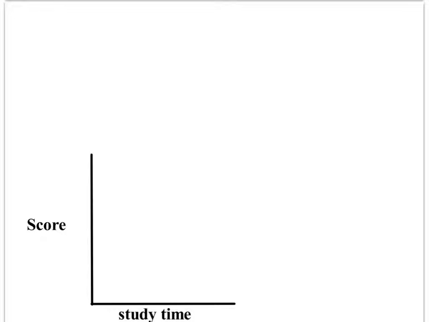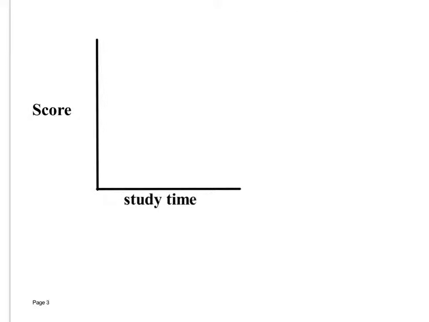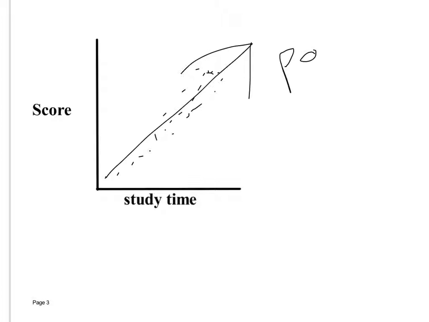All right, you need to draw this graph. Let's talk about this. As my study time gets bigger, what's going to happen to my scores? Better. So if I have a low study time, I have a low score. If I have a higher study time, I have higher scores. Everybody agree? What type of relationship is this? Positive. As study time gets bigger, scores get better.